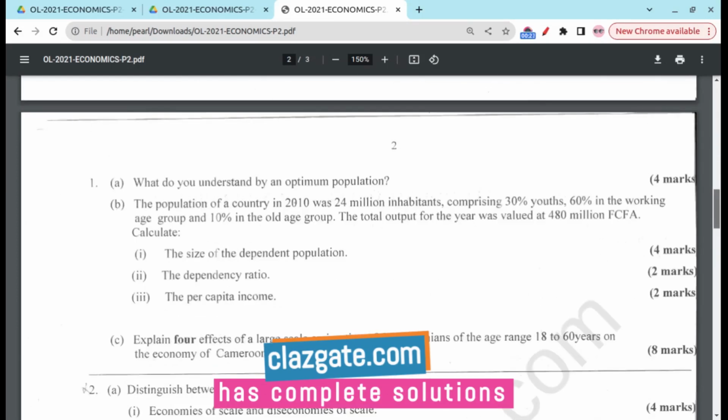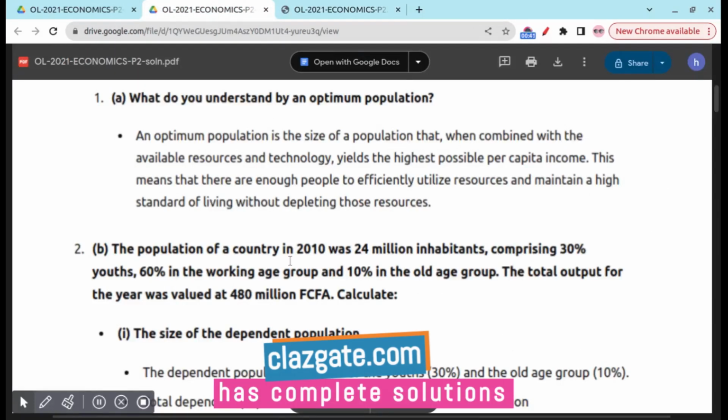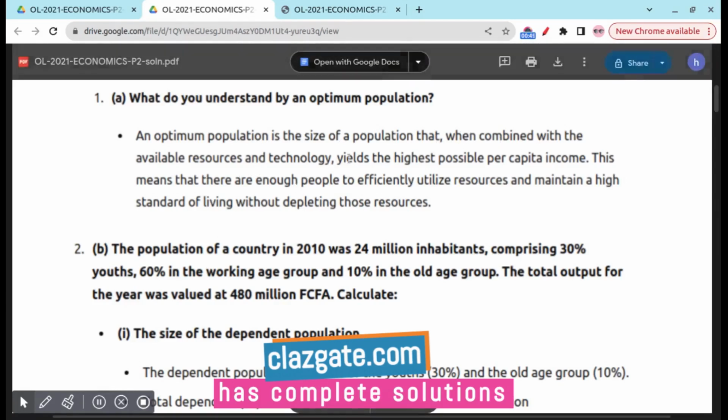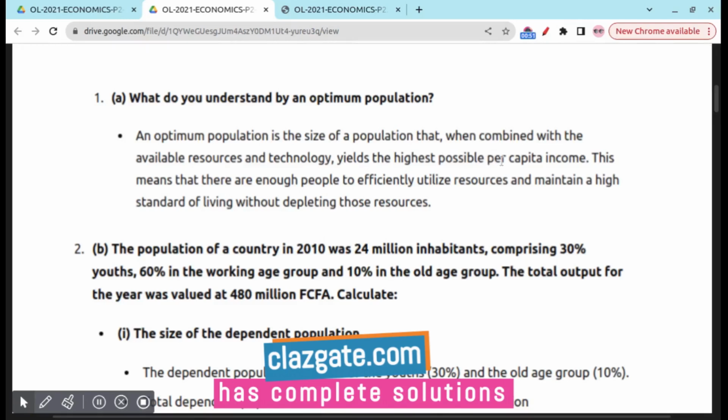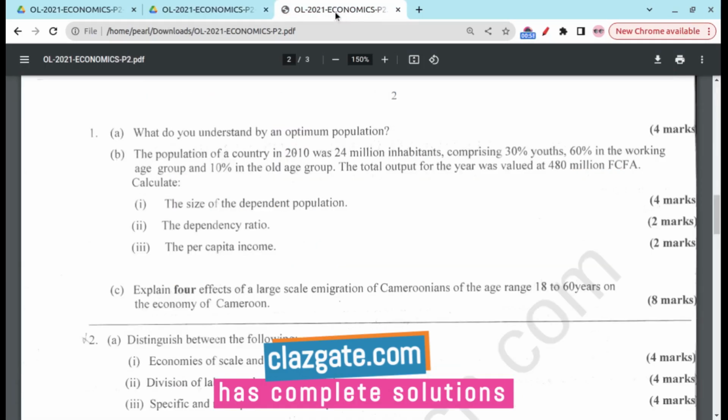First question is telling us, what do you understand by optimum population? Okay, let's start. What do you understand by optimum population? This is it. They said an optimum population is the size of a population that, when combined with the available resources and technology, yields the highest possible per capita income. So this is what you understand by optimum population. And what they said is 4 marks.